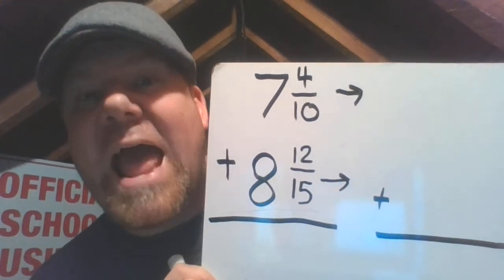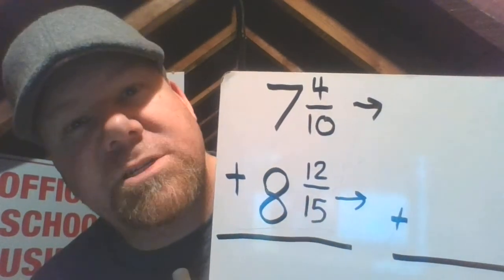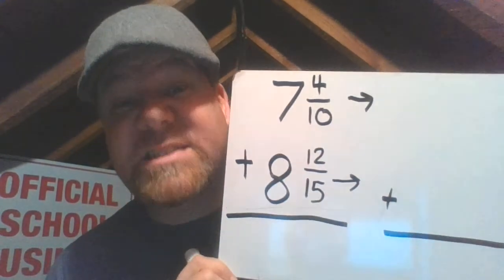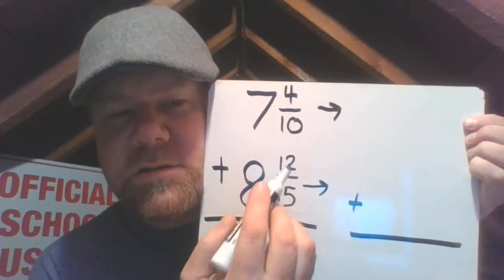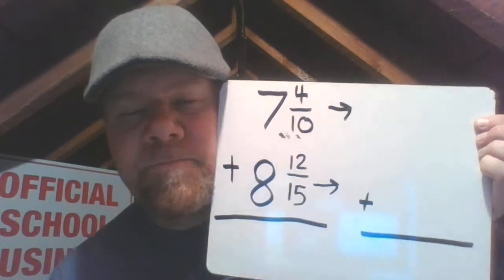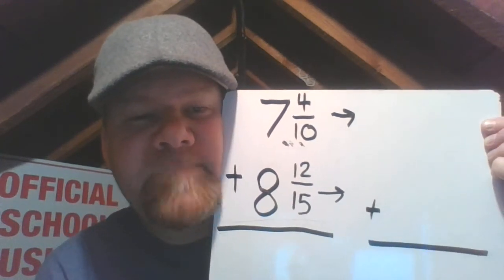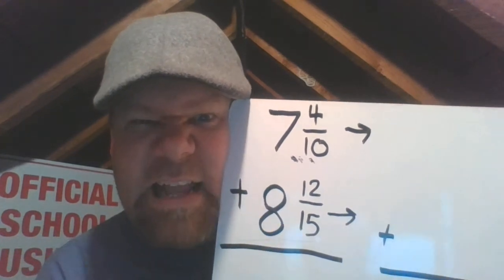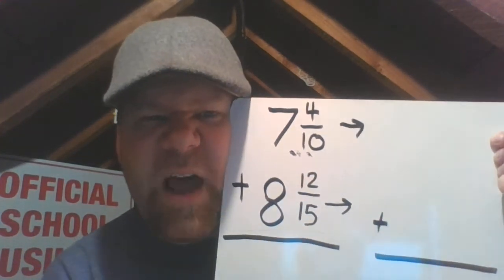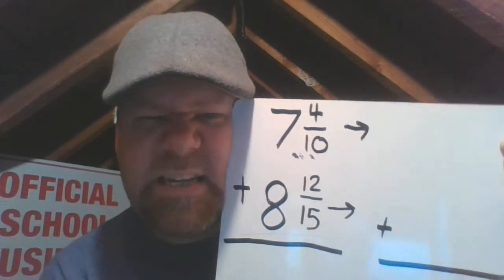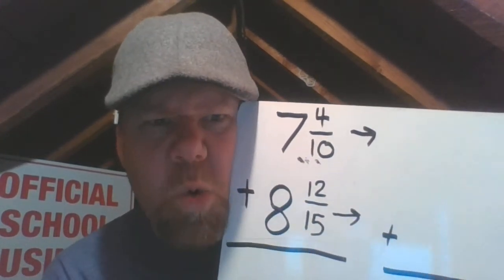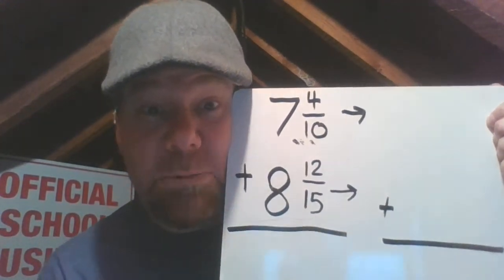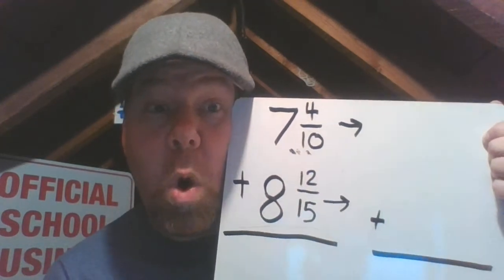What we're going to do is look at the fraction first and then say, what whole number is this closest to? We have 7 and 4/10. All right, now 4/10. Is that halfway? Is that like half a fraction? No, that would be 5/10, right? Is it above 5/10? No, it's below 5/10, right? So 4/10 is closer to 0 than it's closer to 1 whole.